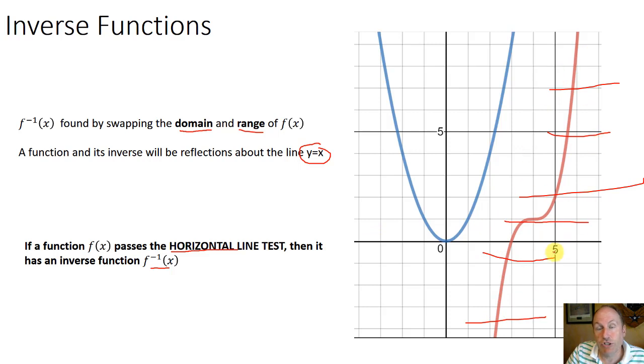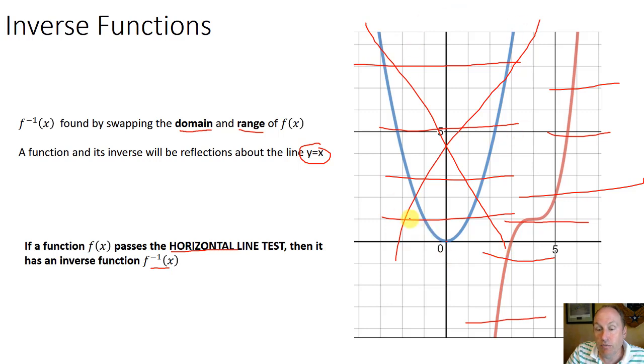Therefore, this red function has an inverse. The blue function, however, if I run the horizontal line test through just about anywhere except the vertex, I'm hitting 2 points. It fails the horizontal line test, therefore this function, which is y equals x squared, does not have an inverse.